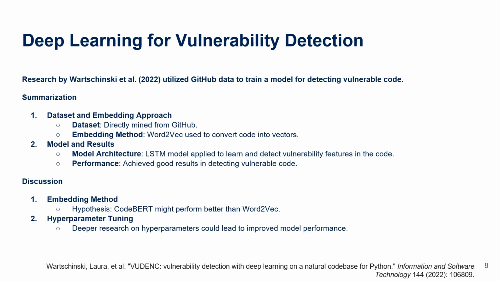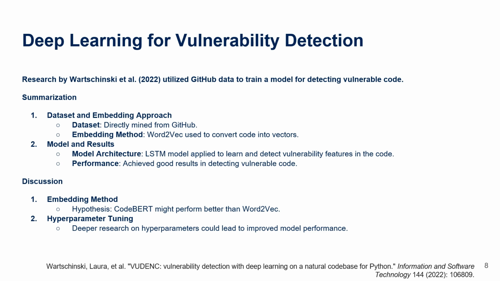Next, another method was proposed. The authors followed the suggestion to directly mine datasets from GitHub and used word2vec as the embedding method, employing an LSTM model to learn vulnerability features. Similar to our research, the model achieved good results in detecting code weaknesses.